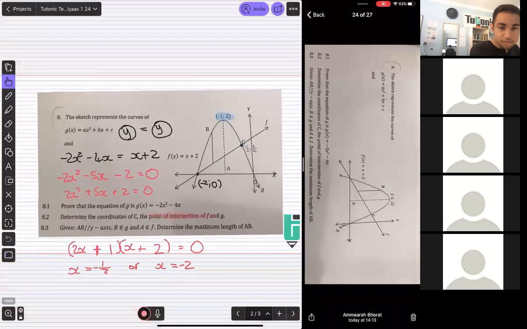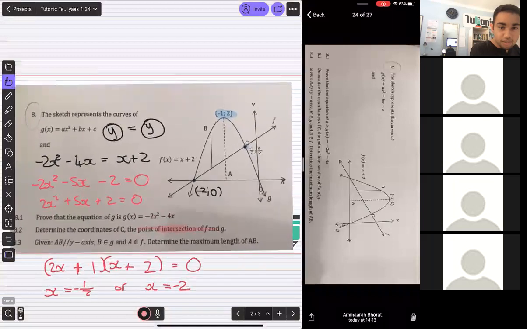How did you find the 3 over 2? Because I just subbed it into this equation. If you know x is minus a half, then you can add 2 to give you the y value. Okay, everybody okay with this?